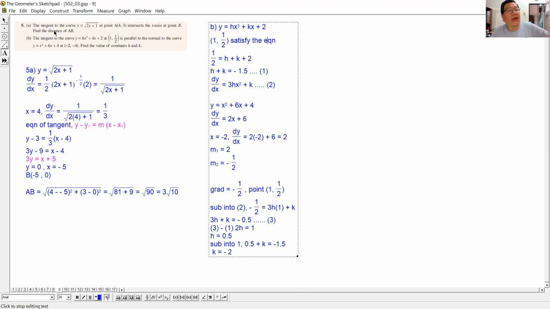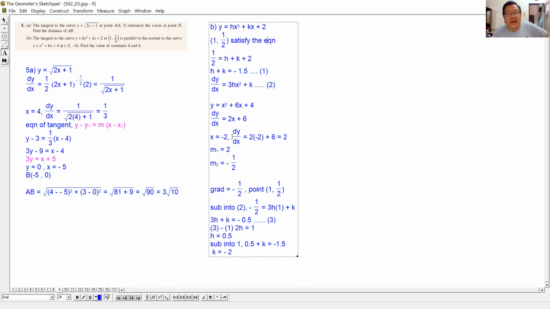The point and the tangent. Point, I substitute inside, form one equation. Tangent, I try to find the tangent, but not complete yet. I just find the gradient function. So now I look at the second curve. The second curve is y equals x squared plus 6x plus 4. dy/dx is 2x plus 6. Just differentiate. And they say at which point? Point -2, 4.